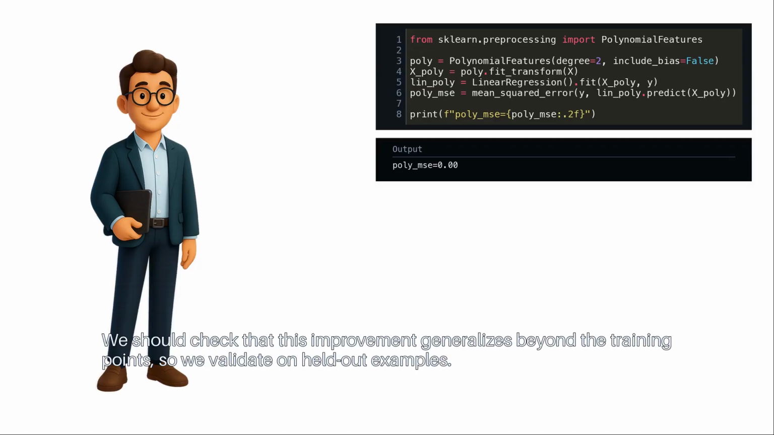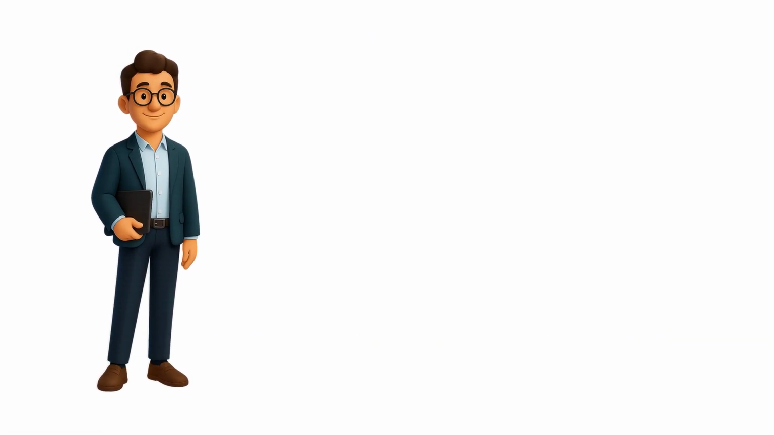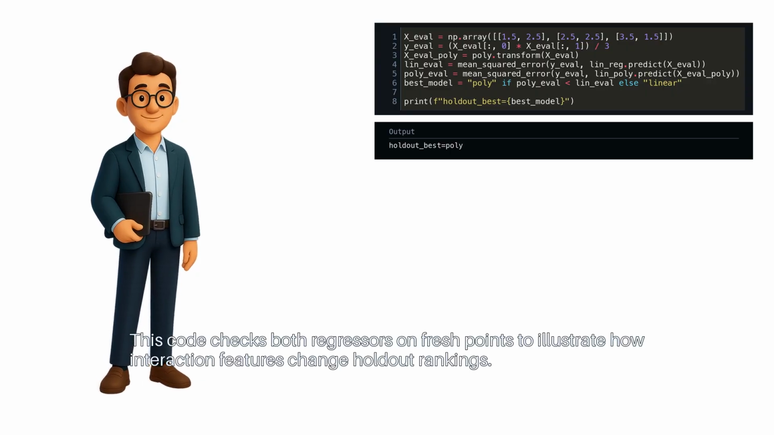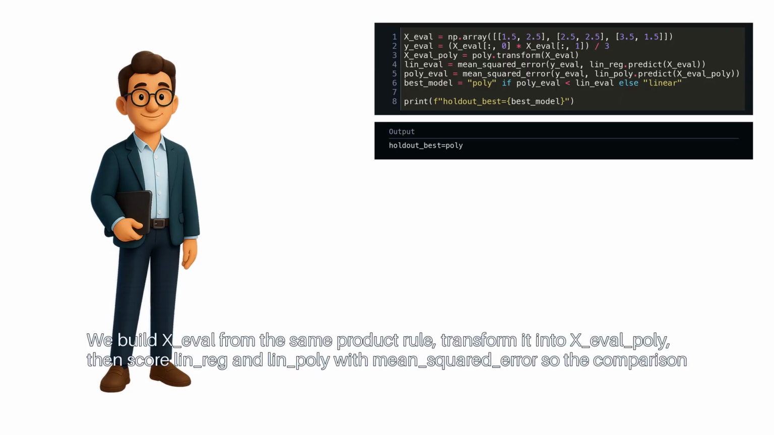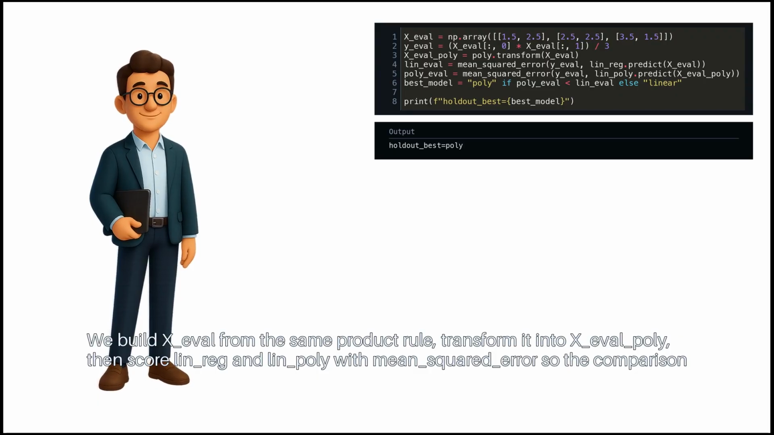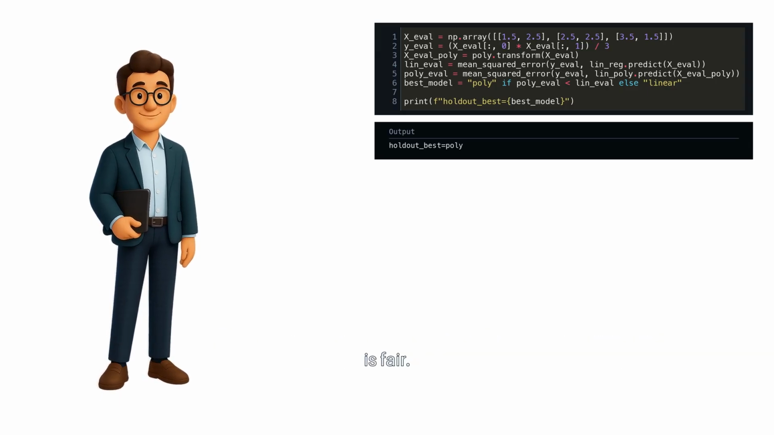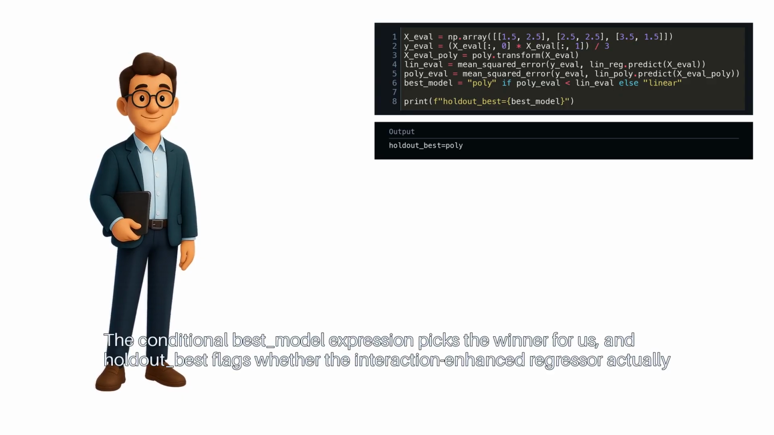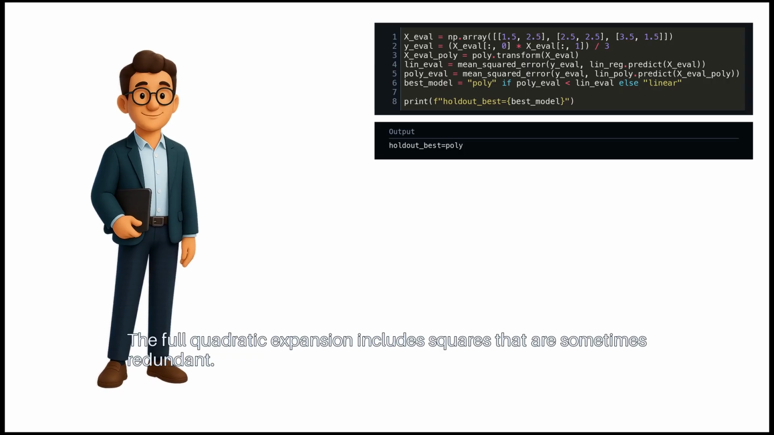We should check that this improvement generalizes beyond the training points, so we validate on held out examples. This code checks both regressors on fresh points to illustrate how interaction features change holdout rankings. We build xeval from the same product rule, transform it into xeval poly, then score linreg and linpoly with mean squared error so the comparison is fair. The conditional best model expression picks the winner for us, and holdout best flags whether the interaction enhanced regressor actually generalizes. The full quadratic expansion includes squares that are sometimes redundant.